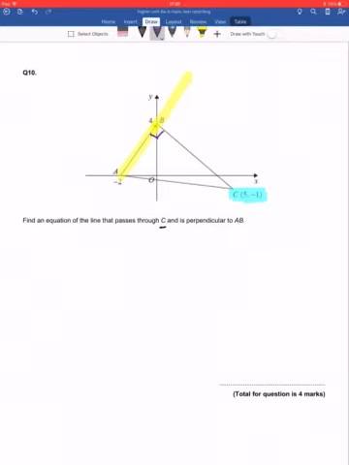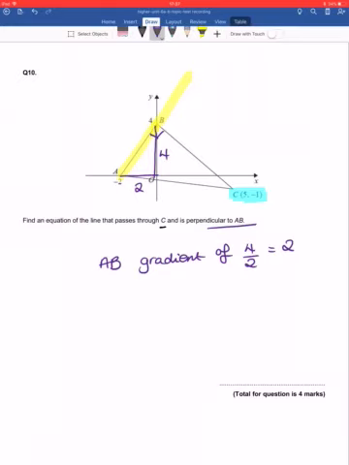Right, so first of all I'm going to just look at the gradient of this line. Okay, so it's 4 up and 2 along. So AB has a gradient of 4 over 2, which is equal to 2. Okay, so if I want a line that's perpendicular to it, m is 2, which is 2 over 1. So my new m, negative reciprocal, is going to be minus a half. So m of my perpendicular equals minus a half.